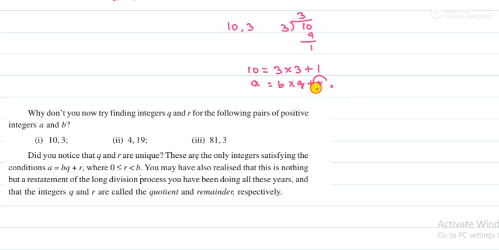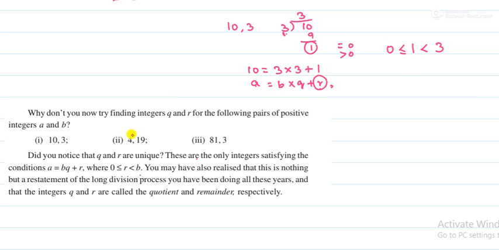There is a certain condition for the remainder. This remainder may be equal to 0 or it is greater than 0, but it should be less than the divisor. So 0 is less than or equal to our remainder, which is less than the divisor 3.